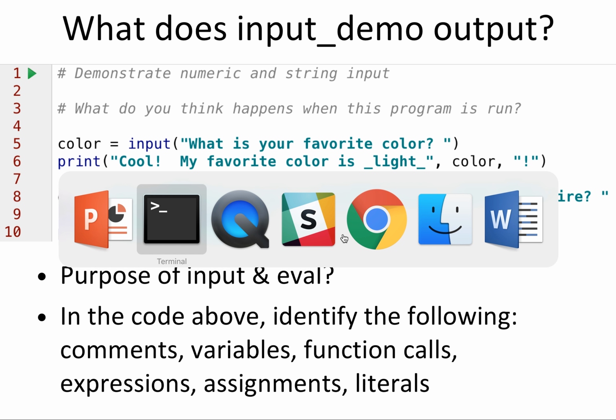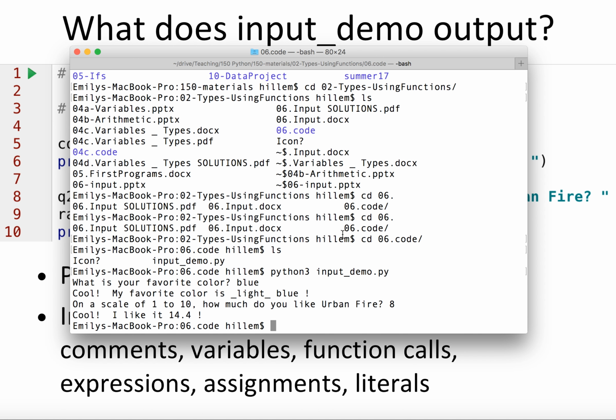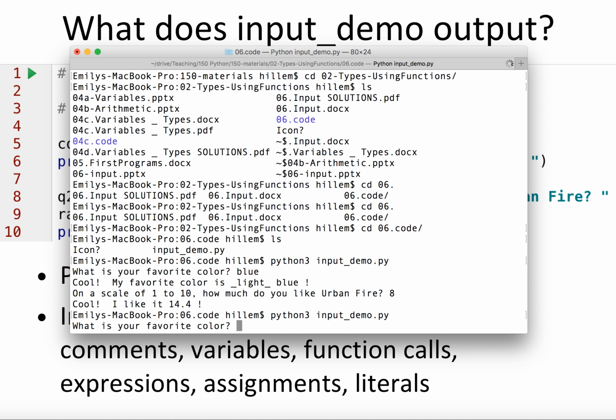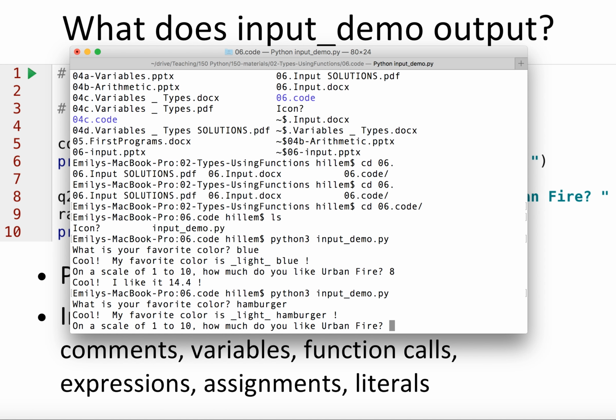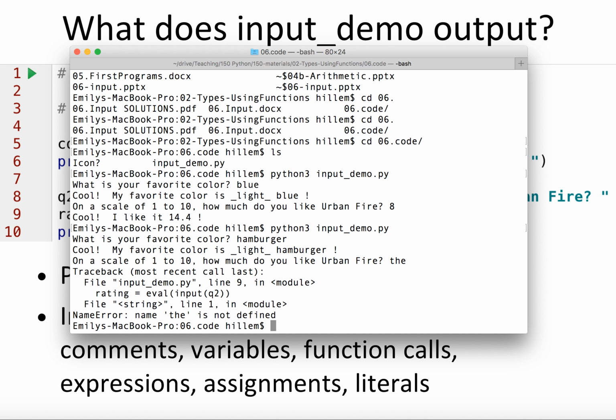Now, one more point of reference. This code isn't very intelligent. For example, let's see what happens if instead of entering a color, I enter hamburger. So I'm saying my favorite color is hamburger. How much do I like Urban Fire? What happens if I enter a string instead of a number? Things don't work quite the way we planned or anticipated when we don't give the desired input.